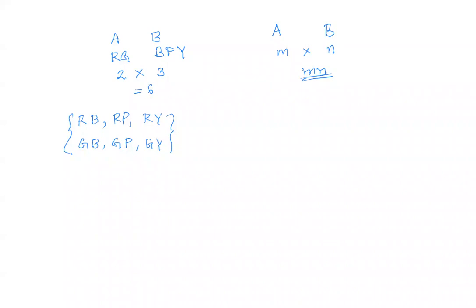Now, by the way, you don't have to restrict yourself to 2 events. What if there is another event, let's call it C, that can happen in P different ways? Then together, they could happen in M times N times P different ways. And you can keep going this way with as many events as you want. Of course, not infinity. All right. So that's the fundamental counting principle.